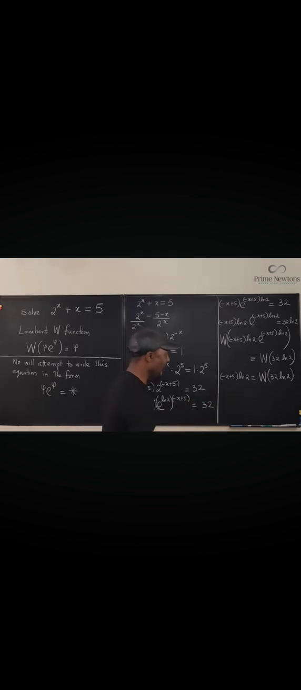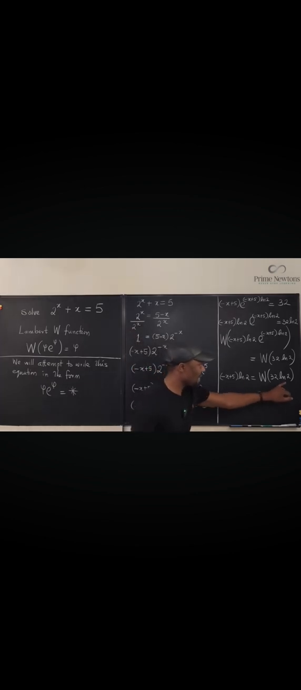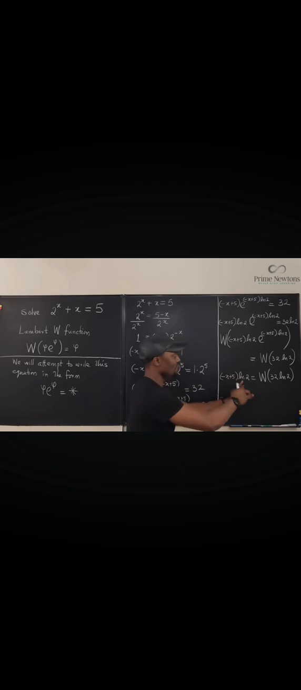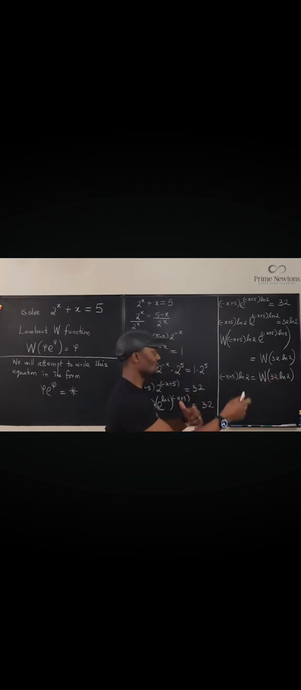So I'm just going to write the final answer here, because if we divide both sides by ln 2, it's going to get rid of this, and then this is minus x. You move the 5 there, and when you switch it, your answer is going to be x will be equal to 5 minus the product log of 32 ln 2, divided by the natural log of 2.